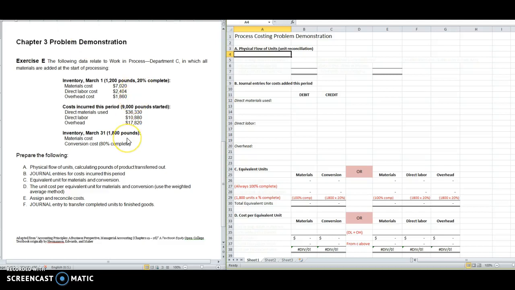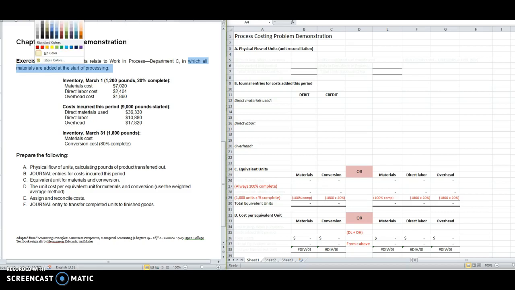Today we're going to talk about process costing. We're going to look at this example, which comes from our textbook. This is Department C, and we have the work in process for March 1st. It says all processing is added at the beginning of the period. That's something that we're going to need to know, very important information that we're going to need a little bit later. So we're going to go ahead and highlight that so that we know that we have it.